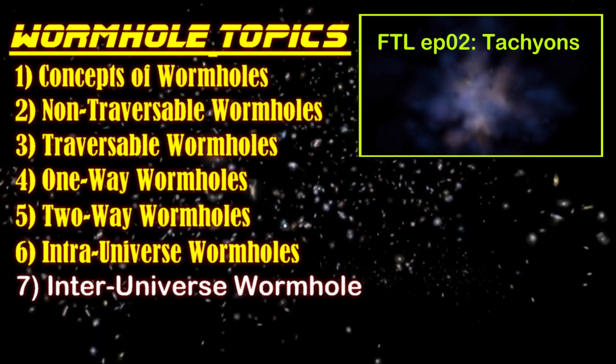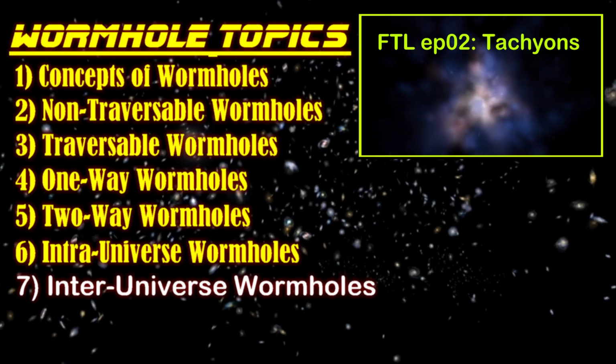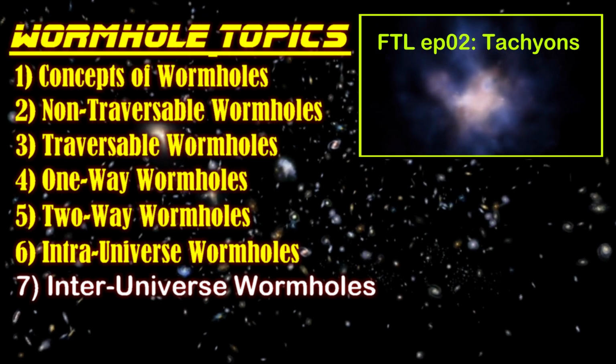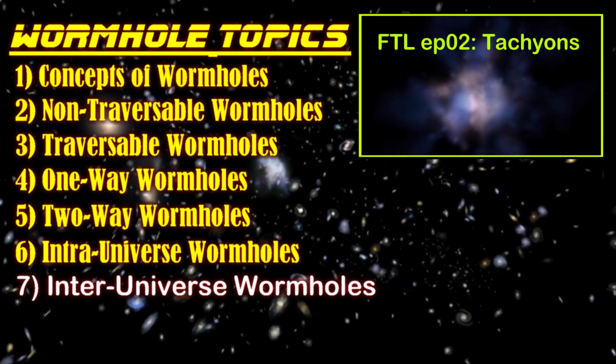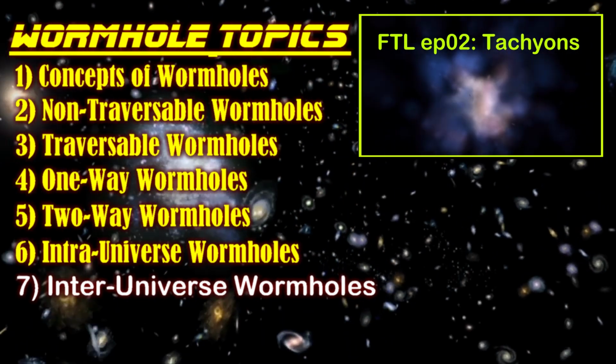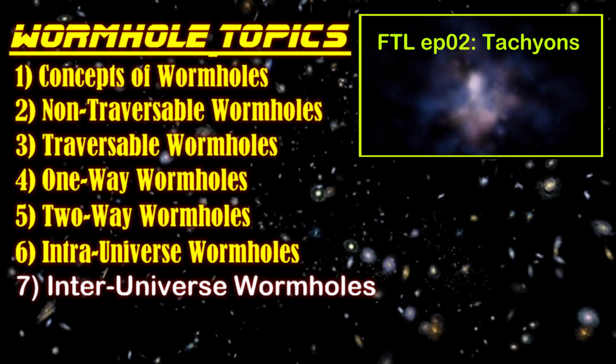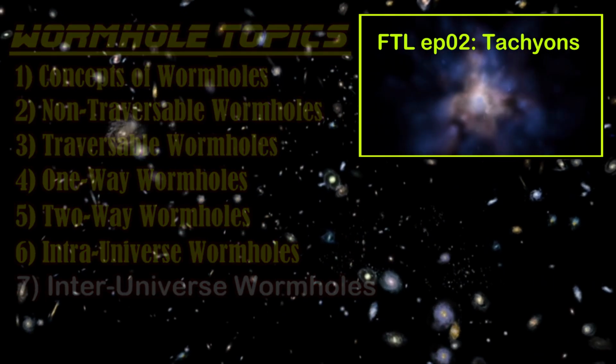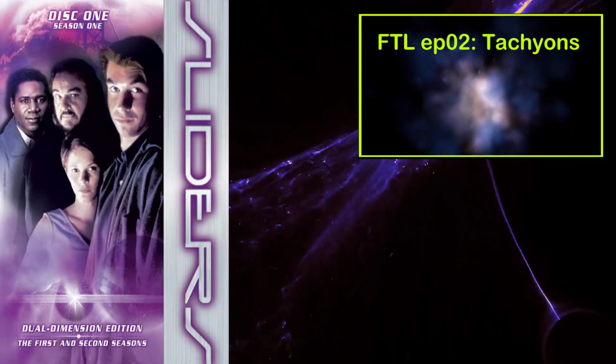Topic 7. Inter-universe wormholes. These are ones that connect two different universes. This first emerged in regard to white holes and the original Schwarzschild wormhole, or Einstein-Rosen bridge. These are generally one-way wormholes too. If you've ever seen the 90s sci-fi show Sliders, this is what they were sliding through.